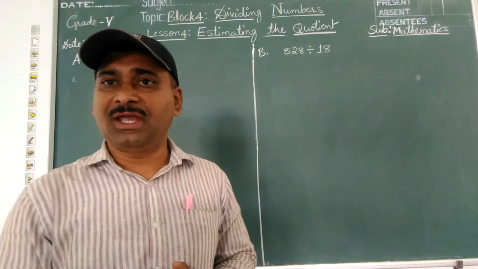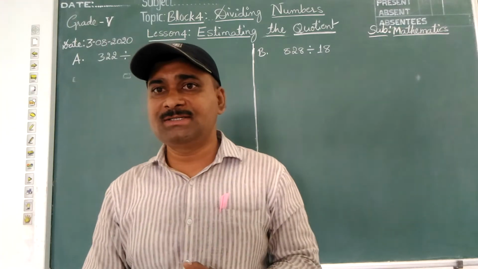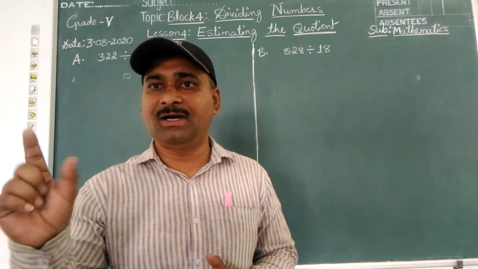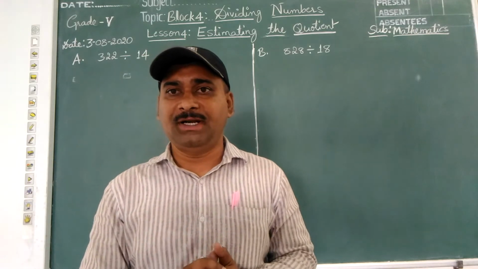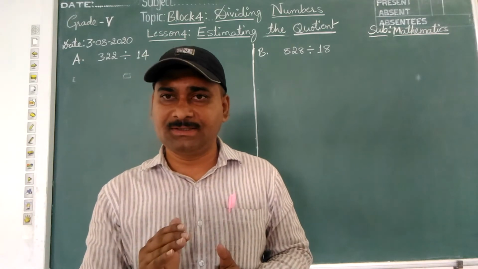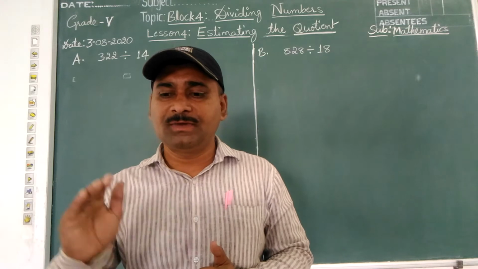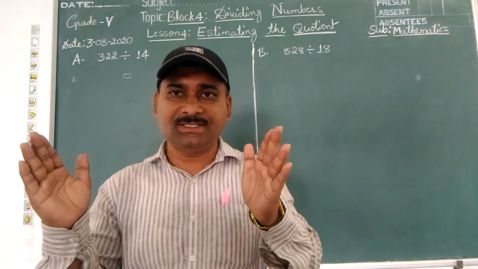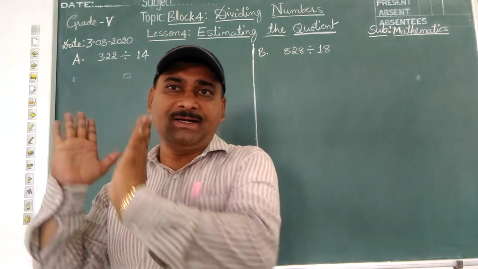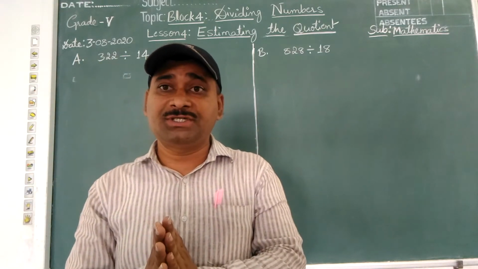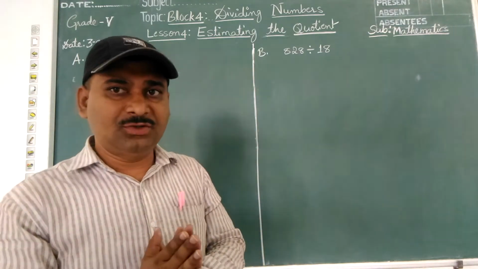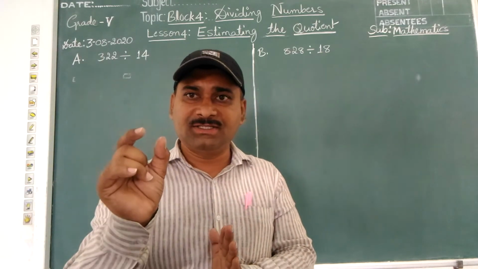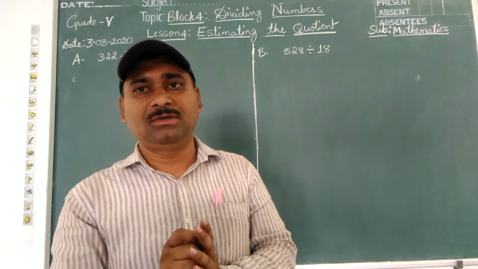This formula you should keep in mind: divisor into quotient plus remainder. If you do this, you will get the dividend. So when a question asks you to verify your answer, this formula will help you.